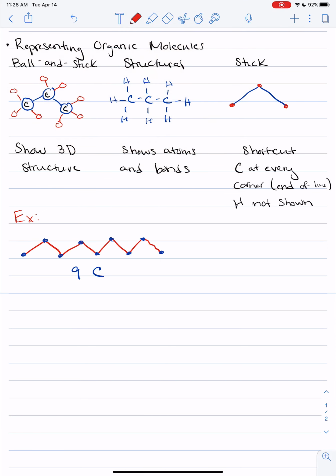Now we can do the same thing. There are some molecules that are cyclical. It means they're sort of in the shape of a circle. And we would do the same thing. At each corner, we count the carbon. 1, 2, 3, 4, 5, 6. So this would have 6 carbons. Okay? So that's everything we need to know about representing organic molecules.